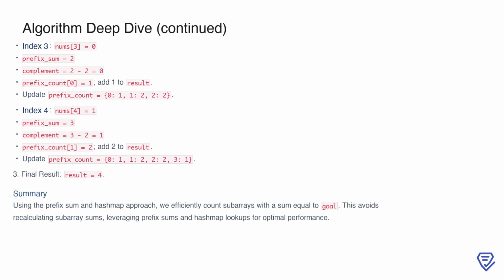Next, at index 3, nums[3] equals 0, so prefix_sum remains 2. The complement is still 0, and the hashmap shows a frequency of 1 for this value. We add 1 to result, bringing it to 2. The hashmap is updated to {0: 1, 1: 2, 2: 2}. Finally, at index 4, nums[4] equals 1, updating prefix_sum to 3. The complement is 3 minus 2, which is 1. The hashmap shows a frequency of 2 for this value, so we add 2 to result, making it 4. The hashmap is updated to {0: 1, 1: 2, 2: 2, 3: 1}.